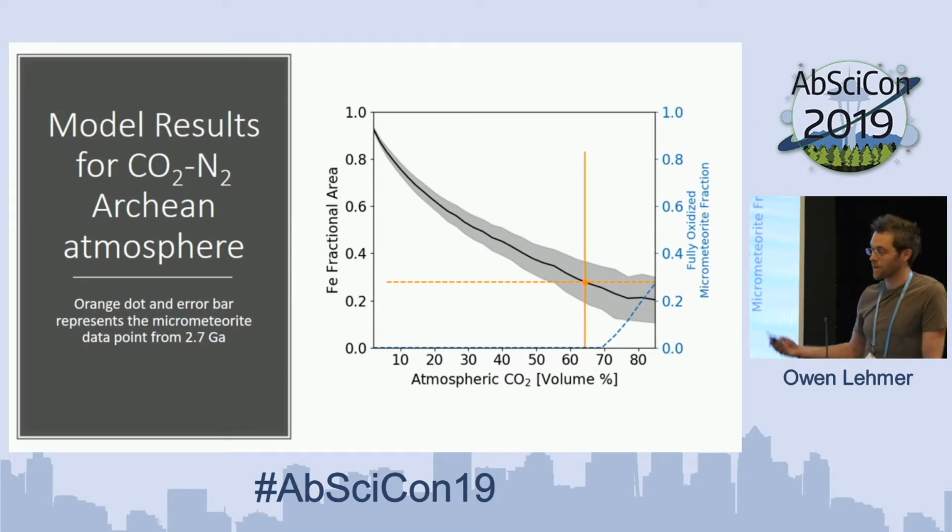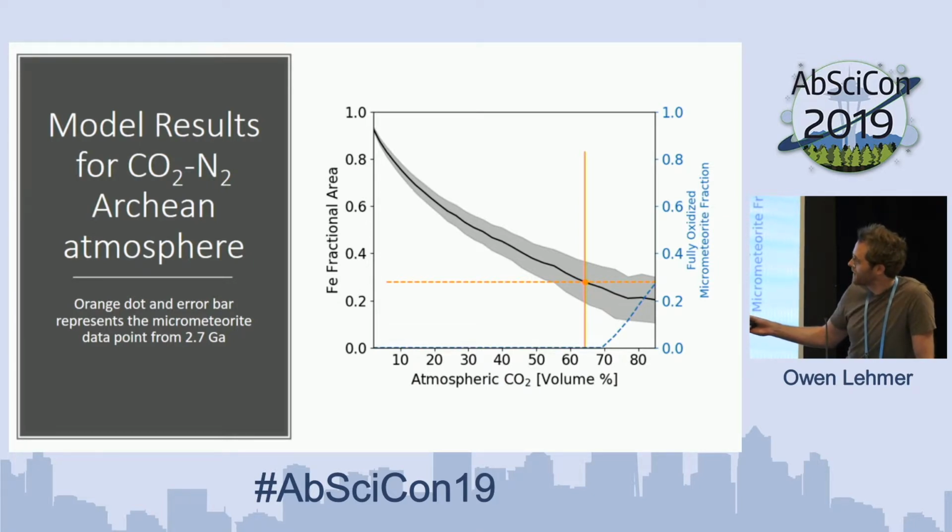And so that's what you see here, and this is the main result from our model, where once again you're looking at that fractional area of the micrometeorite, and this black curve here is showing you that Fe fractional area mean. So up here, low CO2, which is then increasing on the horizontal axis. So as you increase CO2 concentrations, you see this monotonic decrease in that Fe fractional area that you would expect to find in collected micrometeorites.